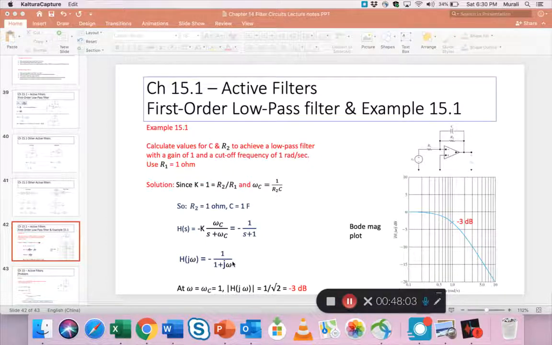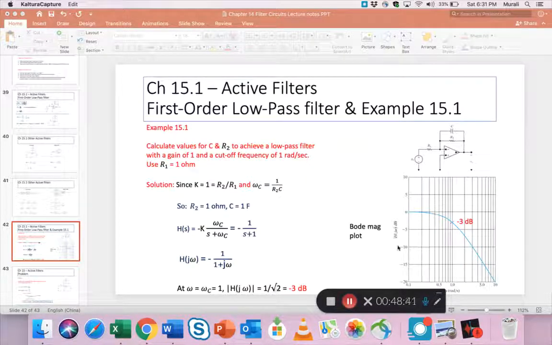Now, if you punch in a value of omega equals 1, which is the corner frequency, the cutoff frequency, then at the cutoff frequency of omega equals 1, this whole transfer function comes out. In your calculator, you can put it in and it will come out in a neat polar form. I think the angle comes out to be 135 degrees or something, and the magnitude comes out to be 1 by root 2.